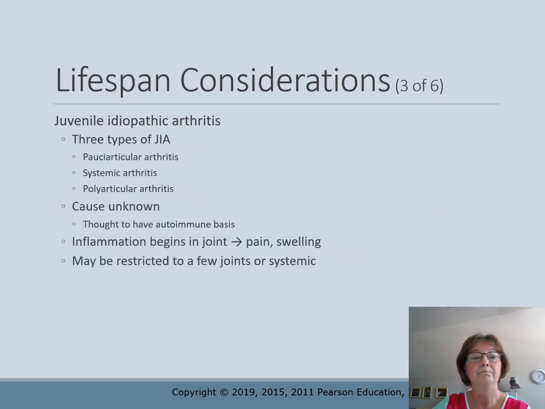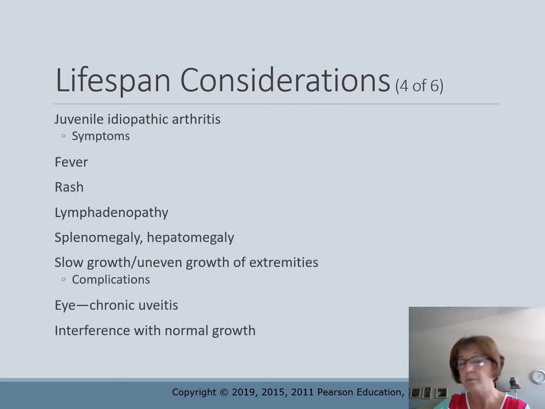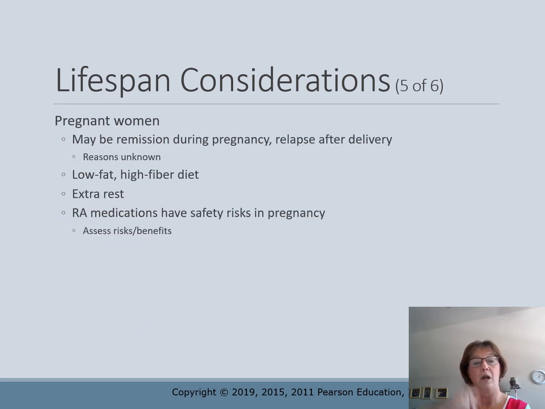Again, there are 3 different types. Please just read over those 3 different types. They're listed on page 536 for you. Some of the symptoms you'll see are fever, rash, swollen lymph nodes, enlarged spleen and liver, slow growth, and uveitis, chronic inflammation of the eyes and the eyelids, and it does interfere with growth.